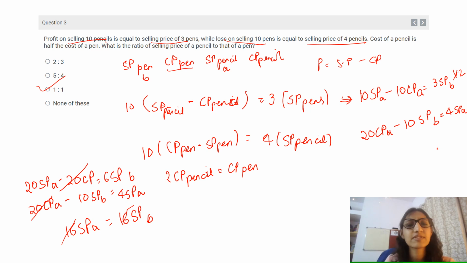Got it? This was just an easy question, you could have solved it in 2 minutes. You just have to form the equations and simplify this. So I think this is okay.